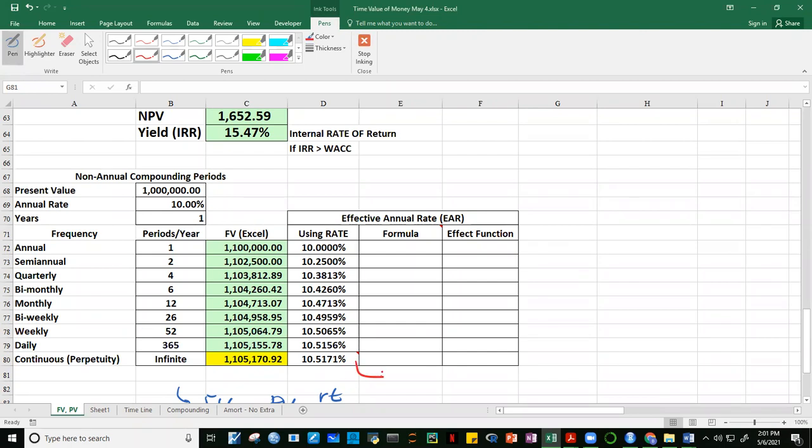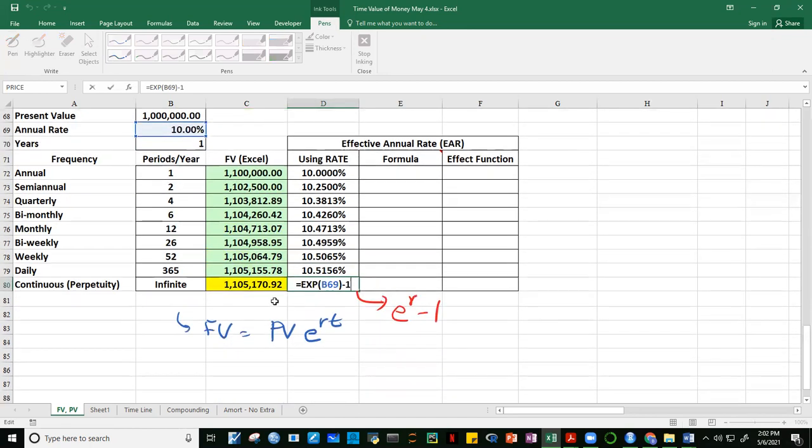So this is E raised to the R or I minus 1. Okay, so let's show it. So how do you do exponentiation in Excel? Exponential, it's EXP. EXP, then open and close parentheses to the R. So that's the same as E to the R. And then minus 1. Okay, any other questions, guys? Okay, thank you, thank you.